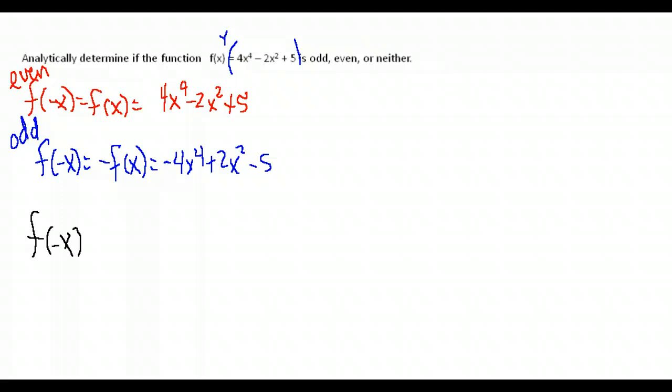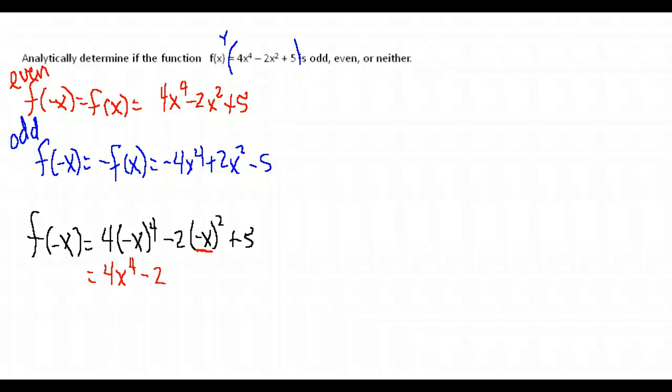We take f of negative x. That would give us 4 times negative x to the fourth power minus 2 times negative x squared plus 5. Now let's simplify that. Negative x to the fourth power, anything to an even power is going to come out positive, so that would give us positive 4x to the fourth. Here again, negative x squared would just give us x squared, so that's not going to change our sign at all. And then we have plus 5.